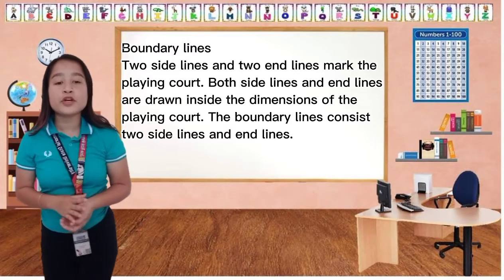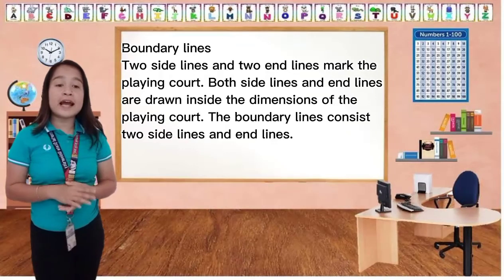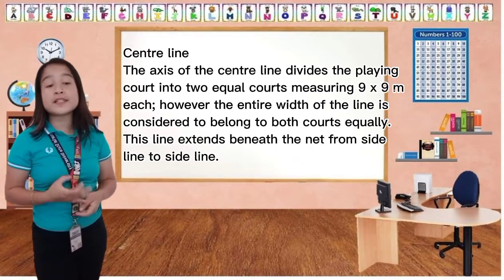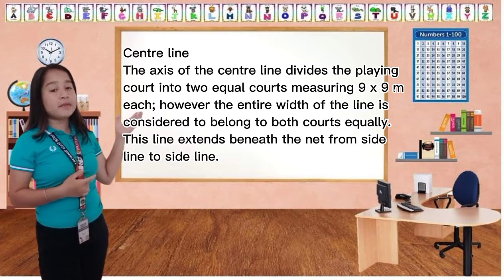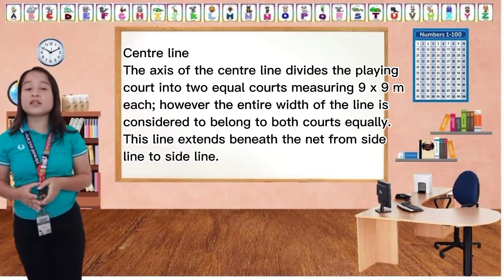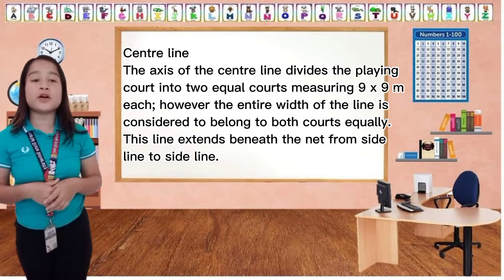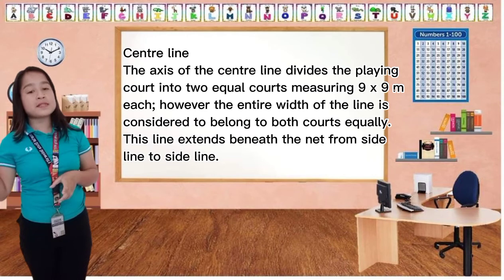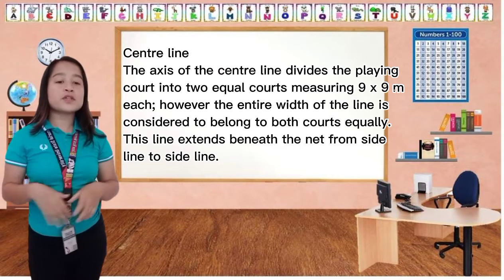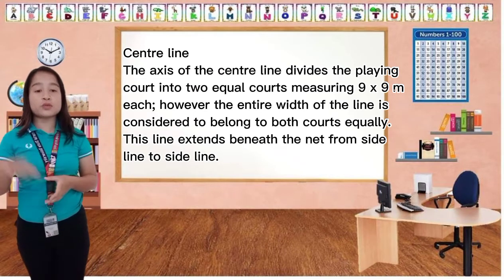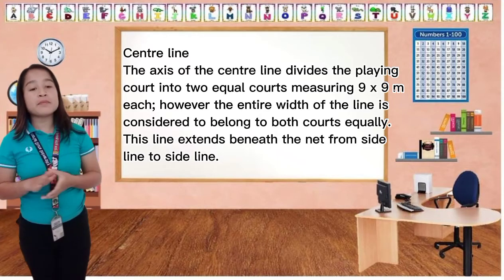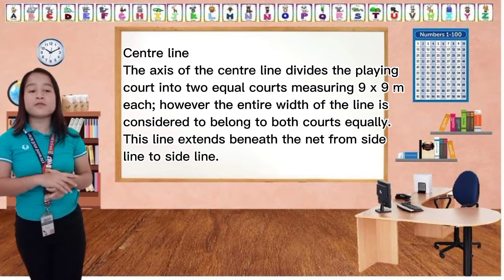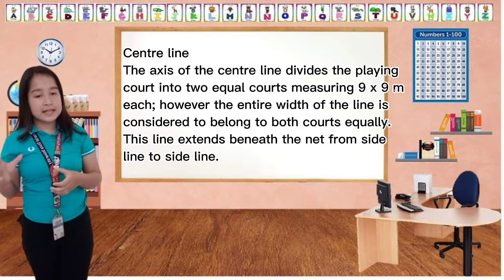Then let's proceed to the center line. The axis of the center line divides the playing court into two equal courts measuring 9 by 9 meters each. However, the entire width of the line is considered to belong to both courts equally. The line extends beneath the net from sideline to sideline. So the center line divides the playing court into two equal courts, 9 by 9 meters each. Then the line extends beneath the net from sideline to sideline.